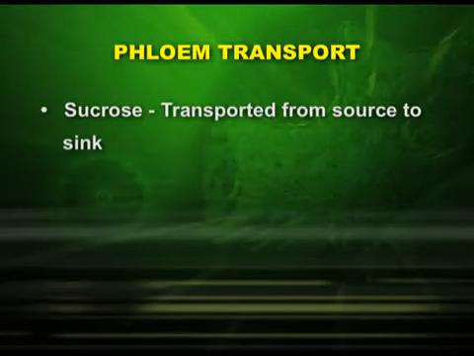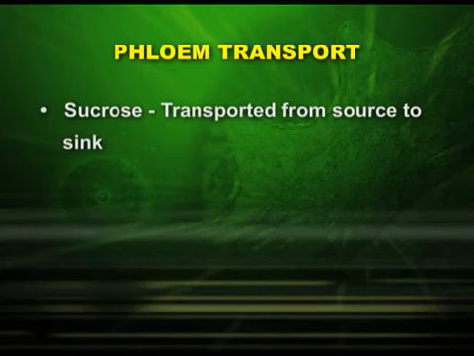In plants, the food is transported through phloem. The food is prepared in the plant in the form of sucrose. This sucrose is transported from source to sink. Now, what is the source? The sources are the leaves where the plant synthesizes food, and the sinks are the storage organs where the food is used. The most important form of food prepared in the plant is sucrose, which is transported from source to sink.